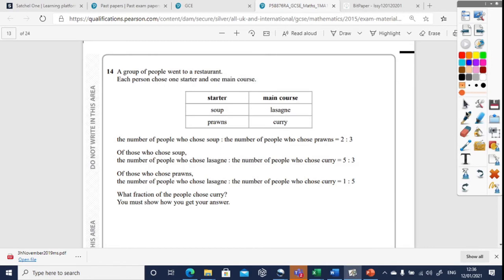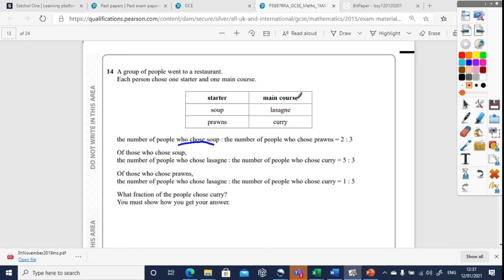Right, so a group of people went to a restaurant. Each person chose one starter and one main course. The number of people who chose soup versus the number of people who chose prawns is 2 to 3. Of those who chose soup, so it's just the soup guys, those who chose lasagna to those who chose curry is 5 to 3. Of those who chose prawns, those who chose lasagna to curry is 1 to 5.